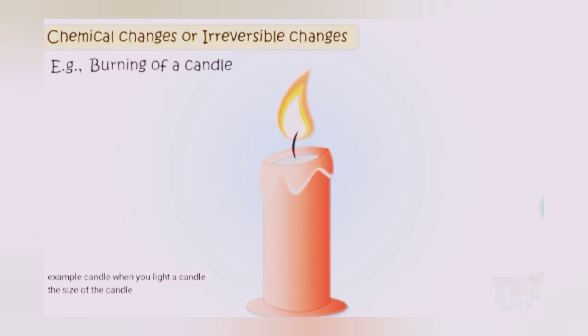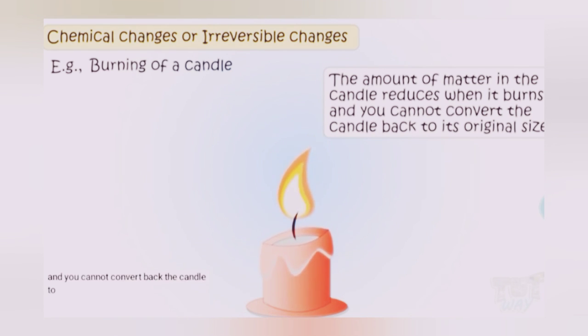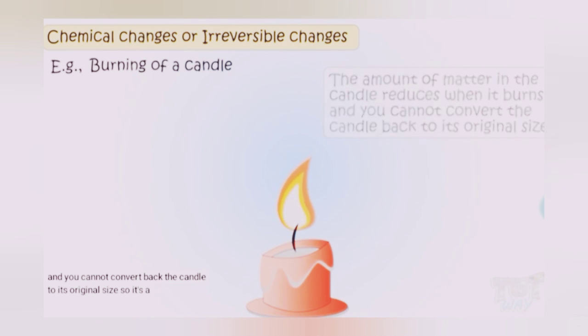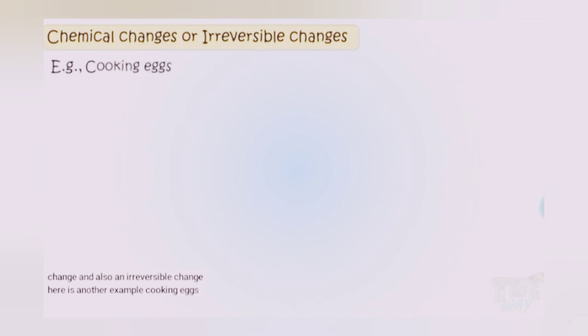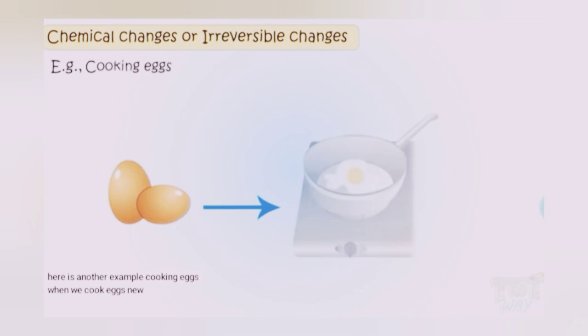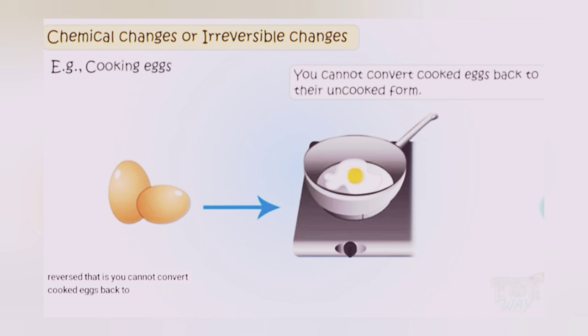Here is another example. Candle. When you light a candle, the size of the candle reduces with time. So amount of matter is getting reduced and you cannot convert back the candle to its original shape. So it's a chemical change and also an irreversible change. Here is another example. Cooking eggs. When we cook eggs, new look of eggs appears and this change cannot be reversed. That is, you cannot convert cooked eggs back to their uncooked form. So it's a chemical change or an irreversible change.